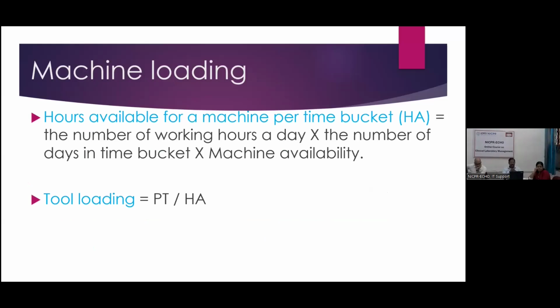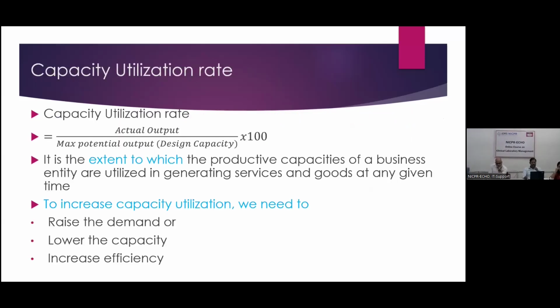Then hours available for a machine per time bucket is equal to the number of working hours in a day multiplied by the number of days in the time bucket multiplied by machine availability. Then loading, that is the operating level. Operating level is equal to PT divided by the hours available. I will give you an example soon.